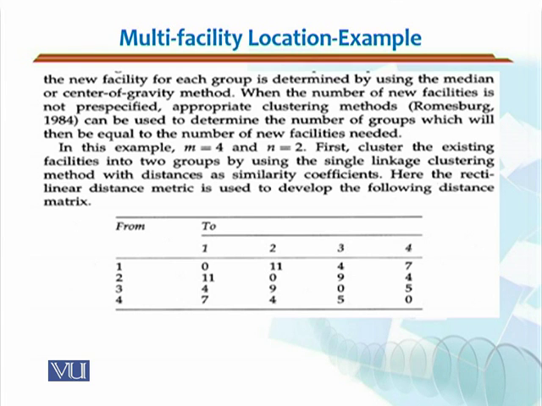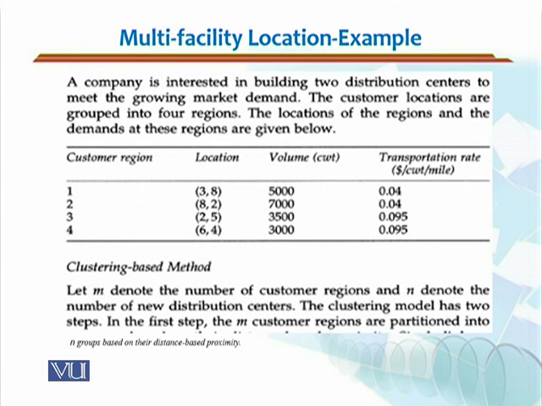From 1 and 2 would be given here. From 1 to 1 would be 0. From 1 to 2 it is 11. From 1 to 3 region would be 4, and from 1 to 4 it would be 7. And from 2 to 1 would be 11, similar to the first one. 2 to 2 would be 0, and 2 to 3 would be 9, and from 2 to 4 would be 4, and so on. So this similarity index would be produced for the given example.